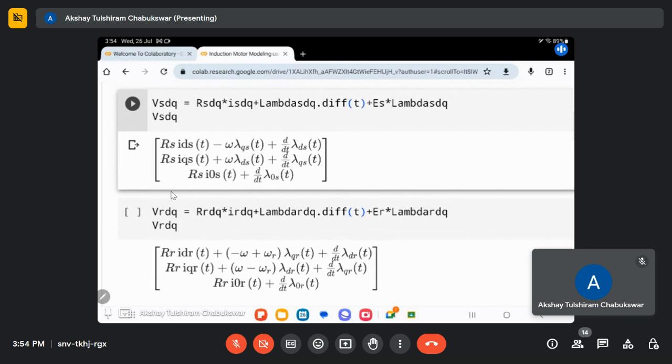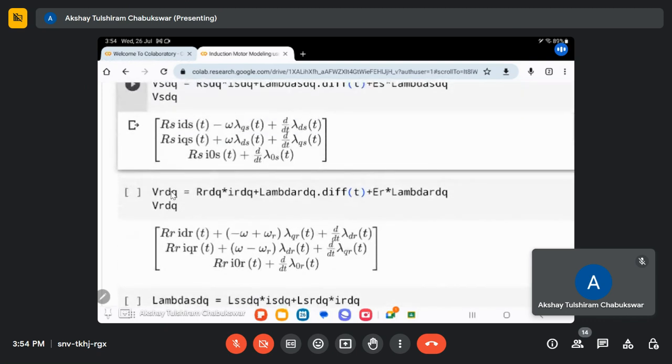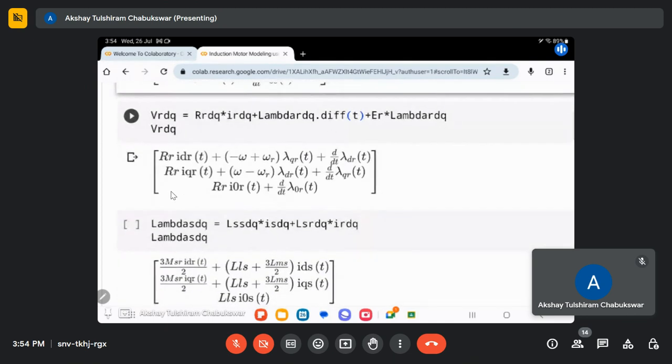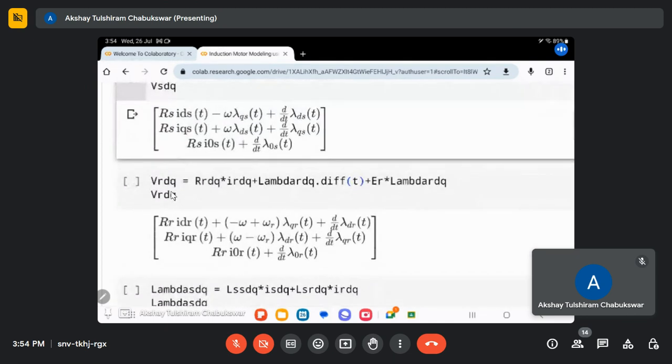motor. If you want to model the motor in the synchronous reference frame, in these equations, you substitute omega equals to omega s. If you want to model the motor in terms of the rotor reference frame, then you substitute omega equals to omega r. And if you want to model the motor in the stationary reference frame, you substitute omega equals to 0 in these equations. Then you will get the dynamic equation in that respective dq0 reference frame as per any convention.